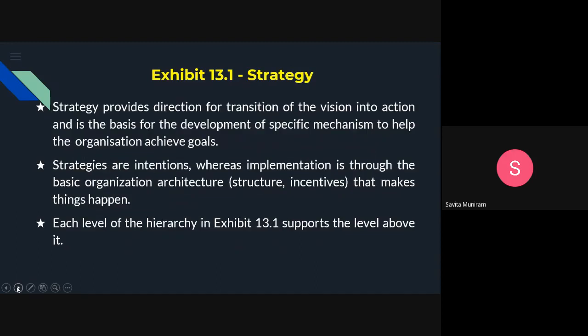All right, on strategy. Strategy provides direction for the transition of the vision into action and is the basis for the development of specific mechanisms to help the organization achieve its goals. Strategies are intentions, whereas implementation is the basic organization structure and incentives that make things happen.